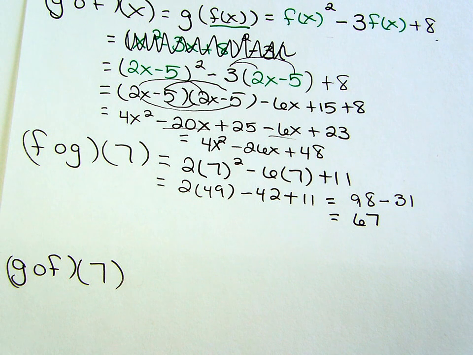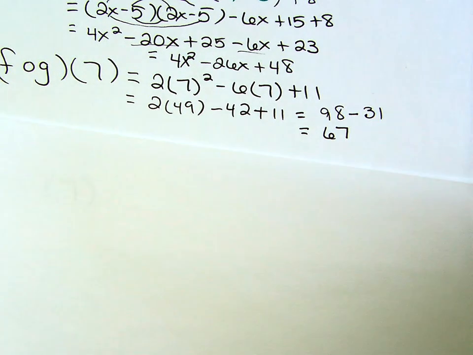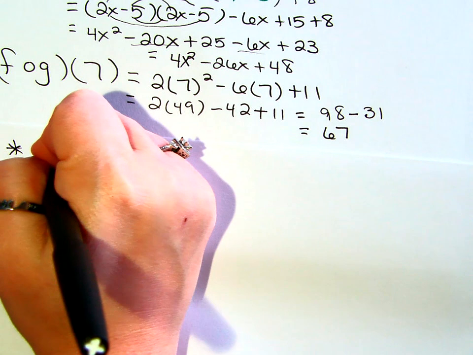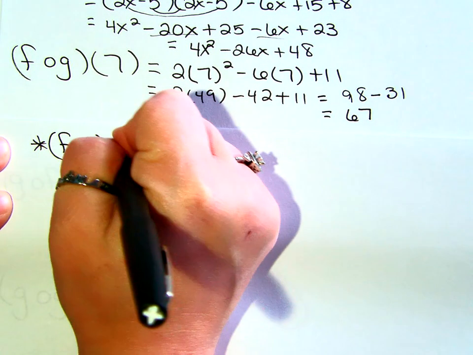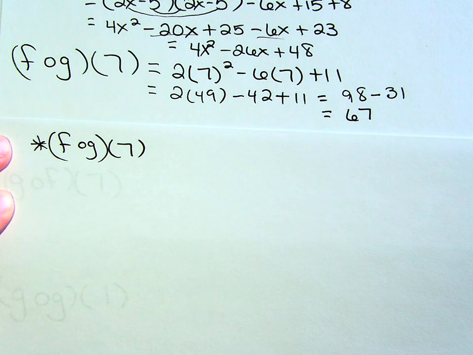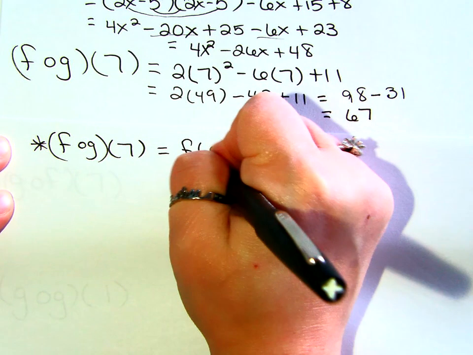But let's say on a homework assignment or a quiz, it only asked you for f of g of 7. You could do the process that we did first where we found f of g of x and then substituted in. That's totally fine. Or you could do it like this. I'm going to show you, this is like a little star note, like a bonus note. If I have f of g of 7, and I'm assuming I haven't found f of g of x yet, that's my assumption. What this is saying is I have f of g of 7.